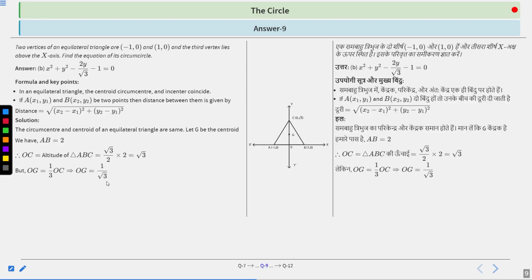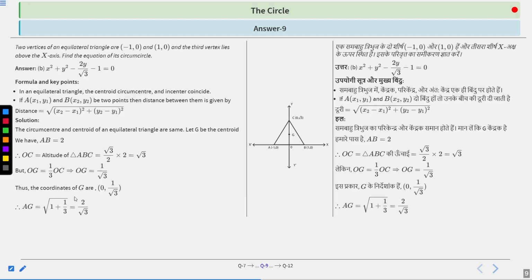Got it? But OG is 1 by 3 into OC, right? Why? Because the centroid of an equilateral triangle divides its altitude in the 2:1 ratio, right? Therefore, OG is basically 1 by 3 into OC. Therefore, we will get OG as 1 by root 3. Clear? So, thus the coordinates of G are (0, 1 by root 3).